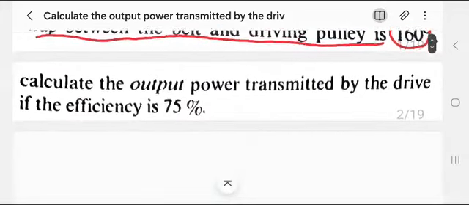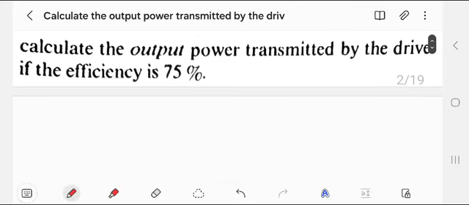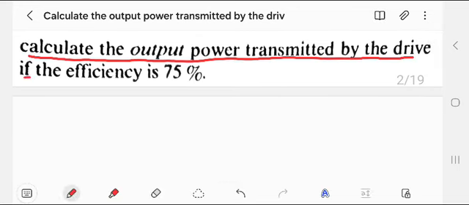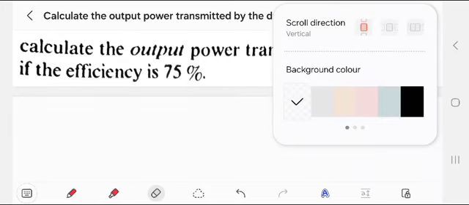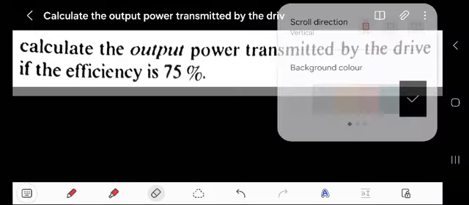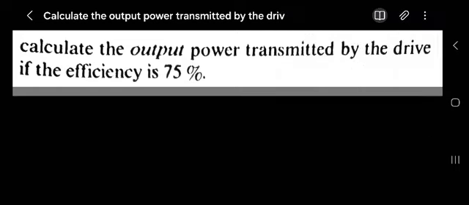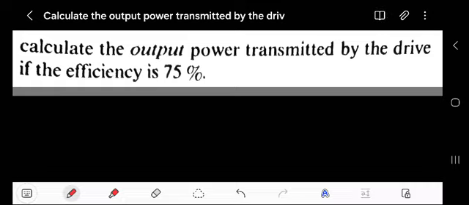They said we should calculate the output power transmitted by the drive if the efficiency is 75%. This is what we're supposed to use. By the way, I can collect the data very quickly. Let us collect the data.